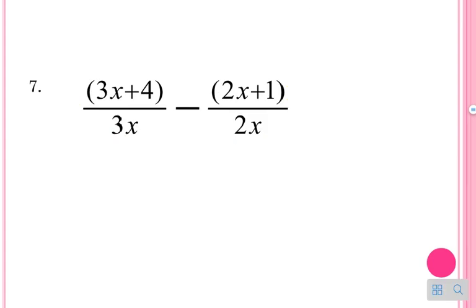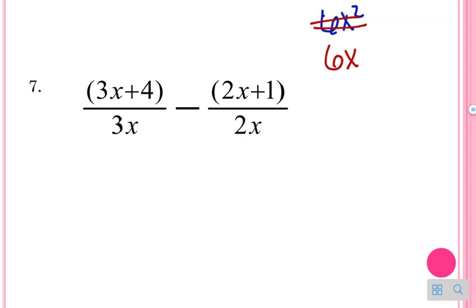Okay, number 7. Now if we look at our denominators, we have a little more complicated, so we have 3x and 2x. So if I look at my multiples of 3x and 2x, you could just go 6x squared, but the x squared is a little excessive. We don't quite need that because x can just go into x, and so we can just say 6x. That would be our least common denominator.